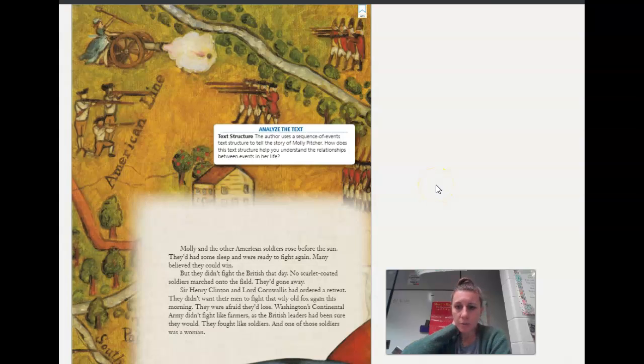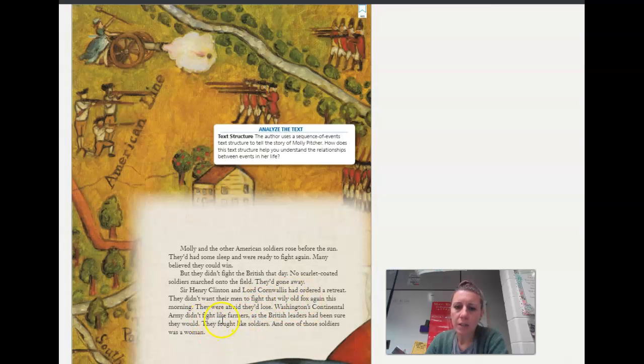Molly and the other American soldiers rose before the sun. They had some sleep and were ready to fight again. Many believed they could win, but they didn't fight the British that day. No scarlet-coated soldiers marched onto the field. They'd gone away. Sir Henry Clinton and Lord Cornwallis had ordered a retreat. They didn't want their men to fight that wily old fox again this morning. They were afraid they'd lose.